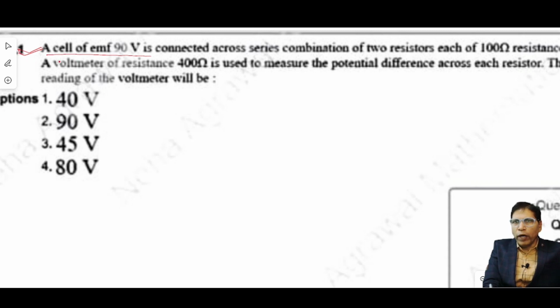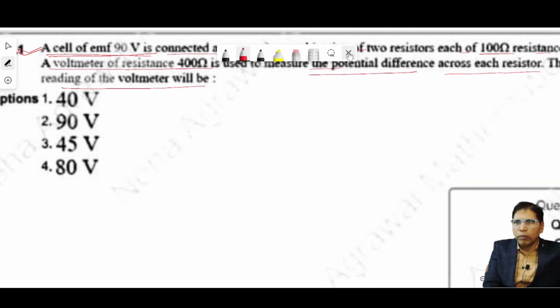Now, question number one. A cell of EMF 90 volt is connected across the series combination of two resistors, each of 100 ohm resistance. A voltmeter of 400 ohm is used to measure the potential difference across each resistor. The reading of the voltmeter is?